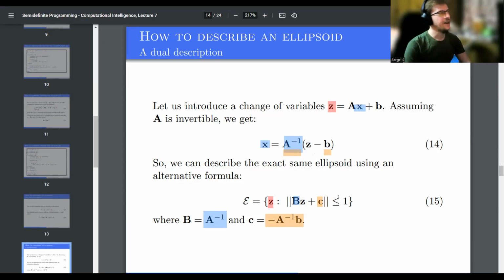So that's it. We have to have ‖X‖ less than or equal to 1. Instead, we have ‖BZ + C‖ less than or equal to 1. But that is the same thing. We just changed variables. So what happened here is that, in new variables, we have the ellipsoid equal to all Z such that some linear function by norm is less than or equal to 1.